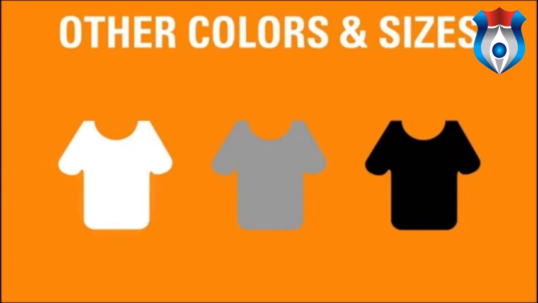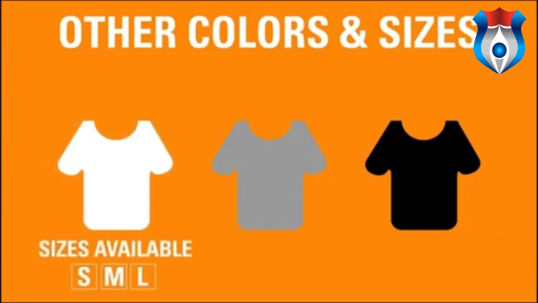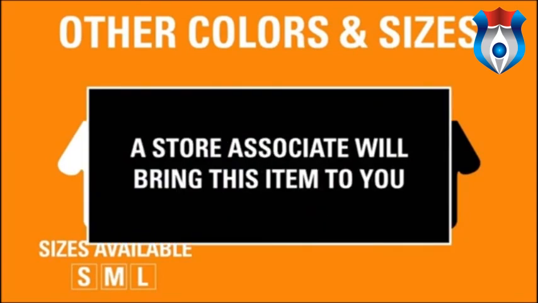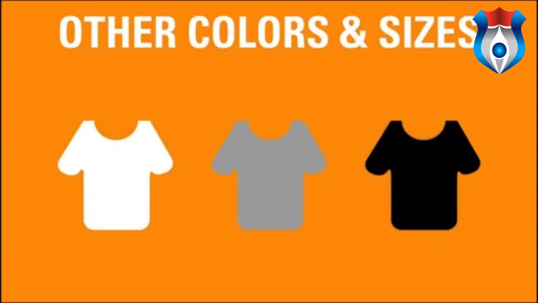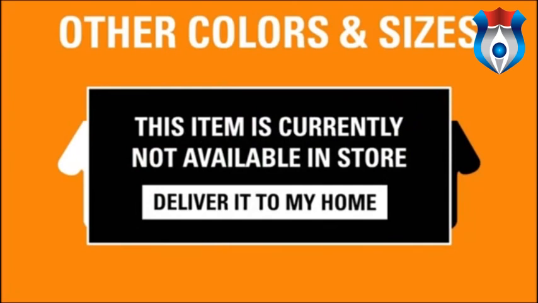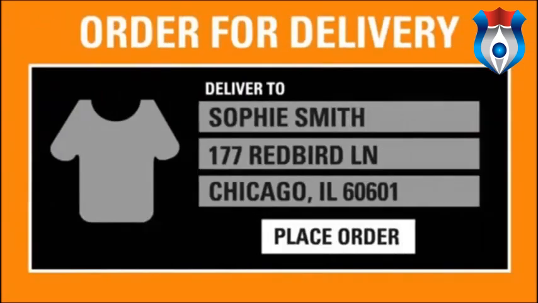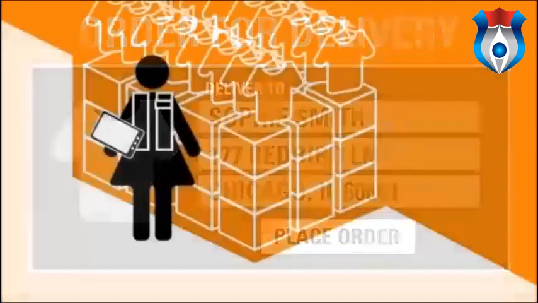Sophie lets the associate know she needs a different size, right from the display. A confirmation text lets Sophie know the item will be brought to her, even if she leaves the department. Sophie likes the style so much that she wants to get a gray top, along with the white one. They're sold out in the store, giving her the option to get it from the distribution center. She logs in with her user ID and password, and the item is as good as in her closet.